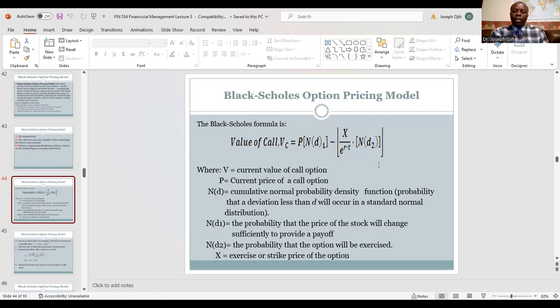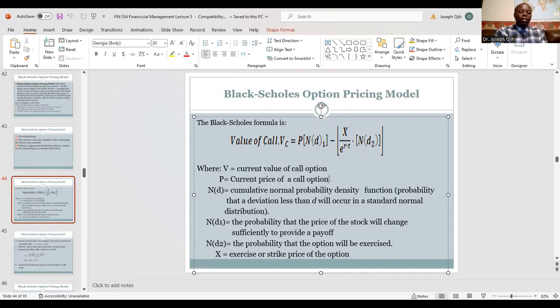Now let's look at the parts of the formula. V represents the value of the call option. P represents the current stock price. Remember, the stock price is, in this case, the price of the underlying asset.